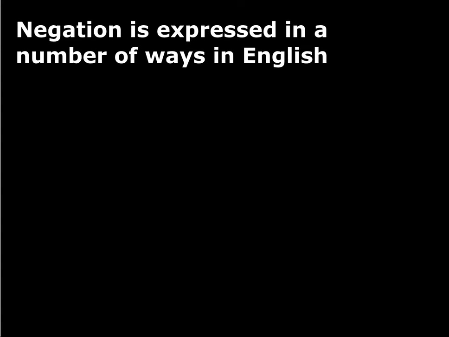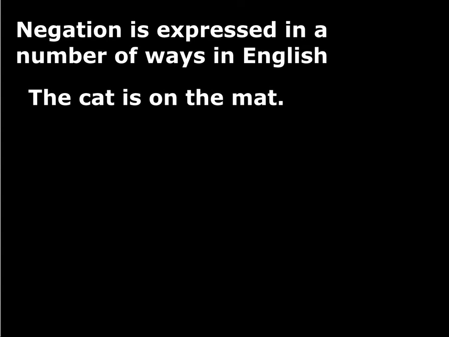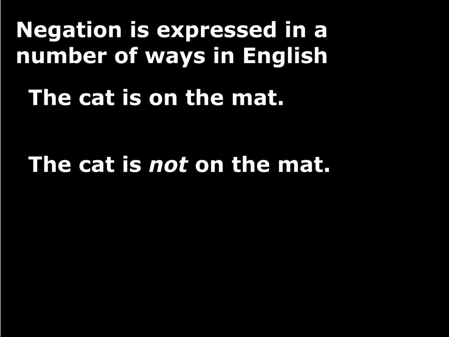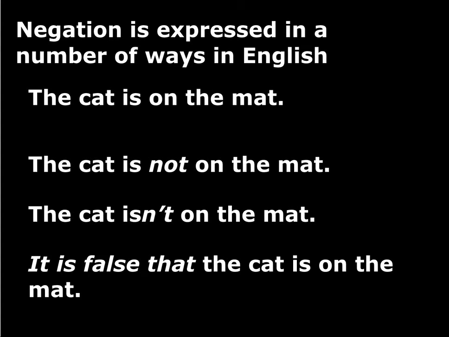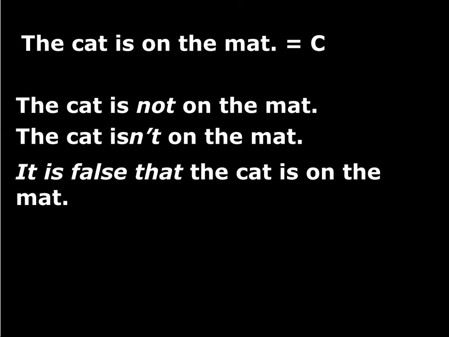Now there are a number of ways negation is expressed in English. If we have the statement, the cat is on the mat, I could negate this in all kinds of ways. I could say the cat is not on the mat. The cat isn't on the mat. It is false that the cat is on the mat. These are different ways English has of doing what is logically the same thing, negating that atomic statement, telling you that it is false. If we assign the capital letter C to that atomic statement, then all of these negations we could translate as tilde C. Tilde is the symbol that we're going to use for negation in this course.